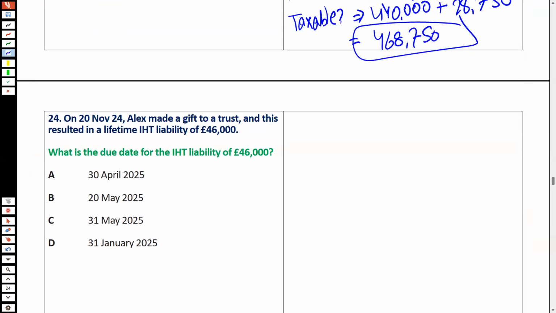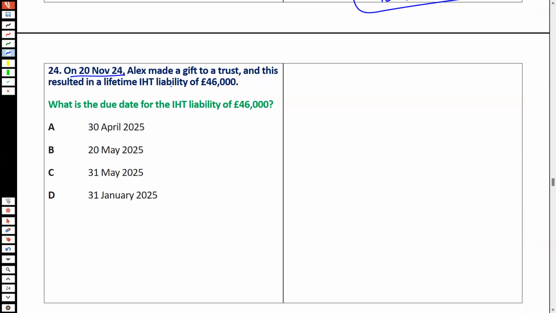I'm moving forward. On 20th November 24, Alex made a gift to a trust, and this resulted in a lifetime IHT of 46,000. What is the due date of the IHT liability of this 46,000? So for the IHT liability, I need to see the date.